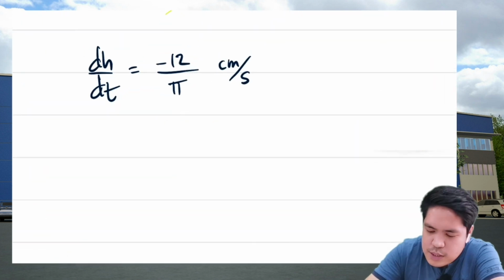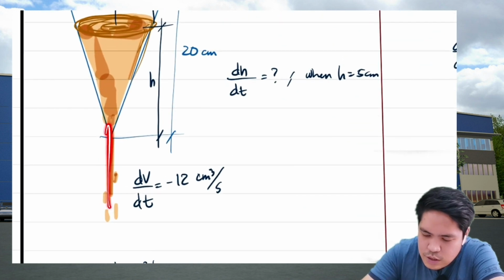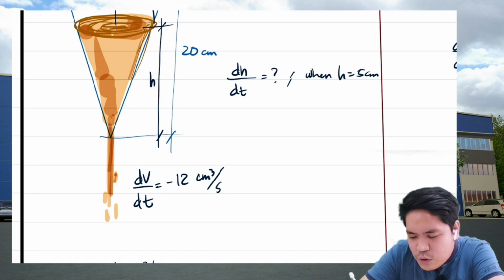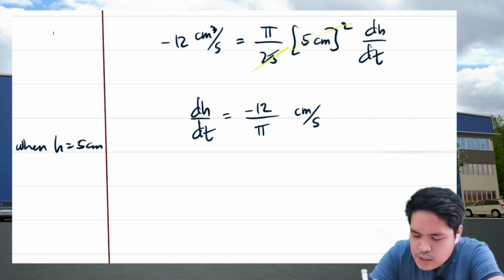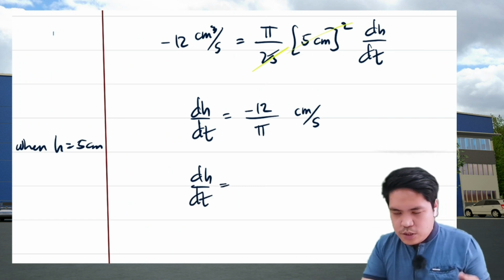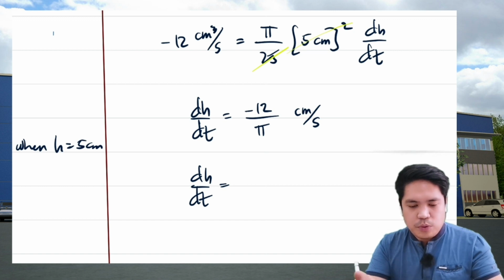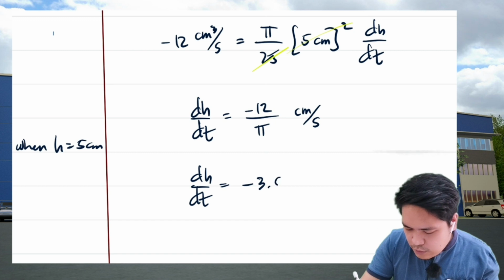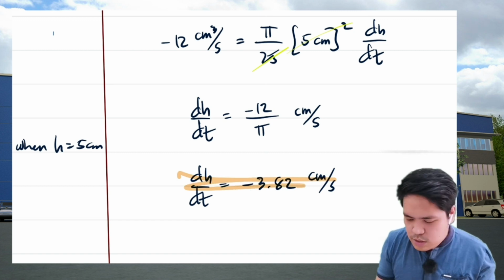And if you notice, the result is negative because, of course, as the fluid is leaking out, h is going down. So if h is decreasing, therefore, dh over dt should be negative. That's why yung lumabas na answer natin is negative. So the answer is dh over dt is equal to negative 12 over pi, which is, kung i-calculator natin, 3 point something because that's 12 divided by pi. So 3.82. So that's equal to negative 3.82 centimeter per second. So this is our answer.